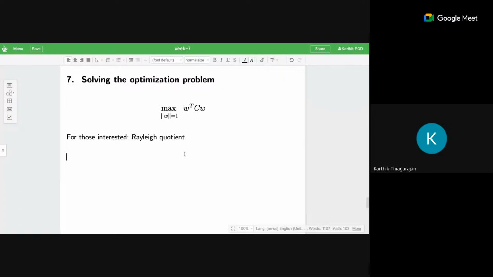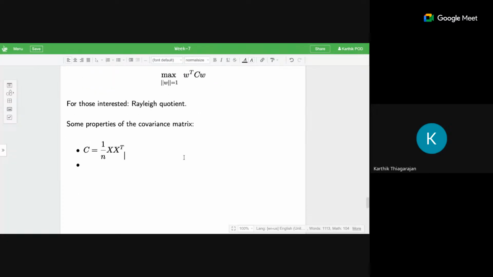So how do you maximize this? For that we have to understand some properties of the covariance matrix. What can you tell me about the covariance matrix? First thing is C equals 1 by n X X transpose. I have written that down. This is not really a property, but based on this expression, what all can you infer from this?